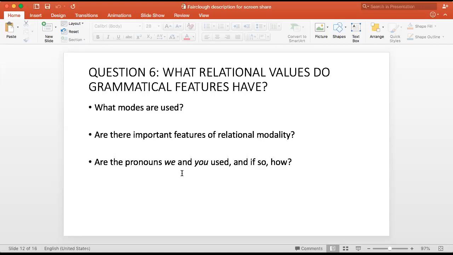Pronouns, of course, you know these pronouns are very, very important: we and you, right? We shows solidarity. You shows division, right? So the pronouns have their own connotation. So we need to analyze and look for the pronouns also if they are in the text.